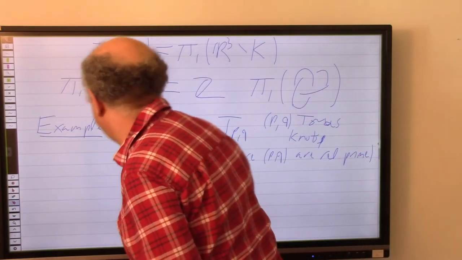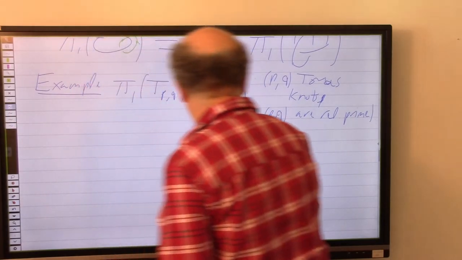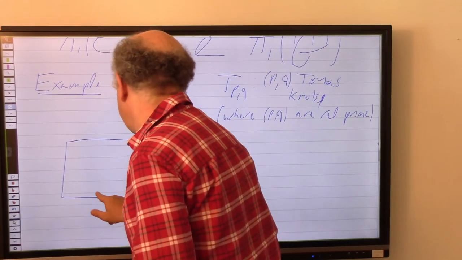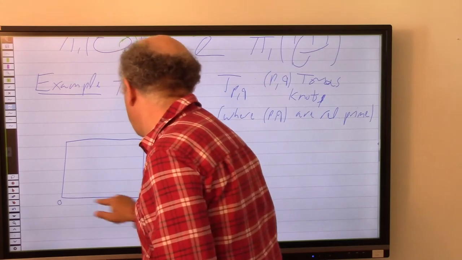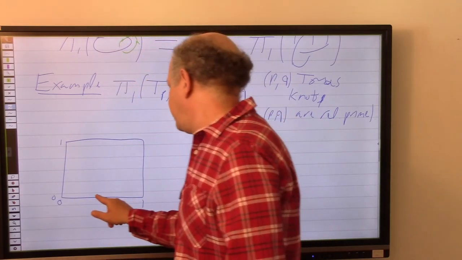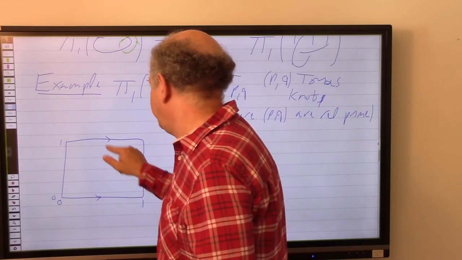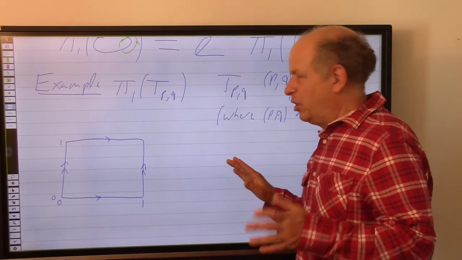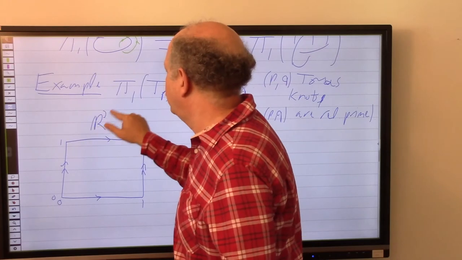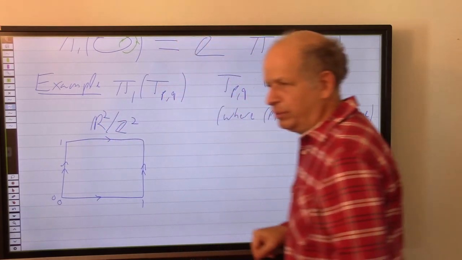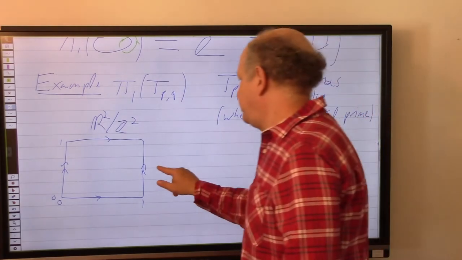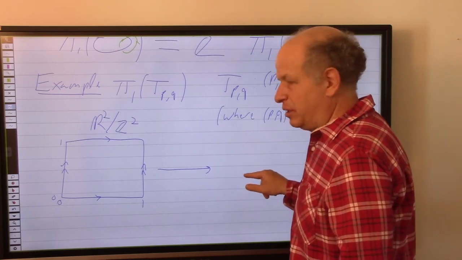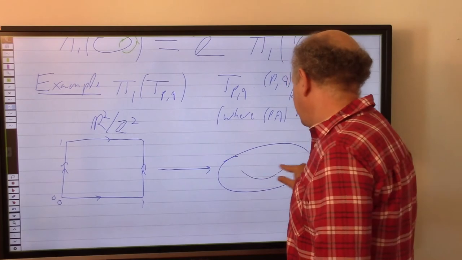So here it is. First of all, the torus is really the unit square, [0,1] by [0,1], with the top identified with the bottom, and the right identified with the left. I hope you've seen this. Or alternatively, you can think of it as R2 modded out by Z2. And this maps into R3, and the standard embedding in R3 looks a bit like this.